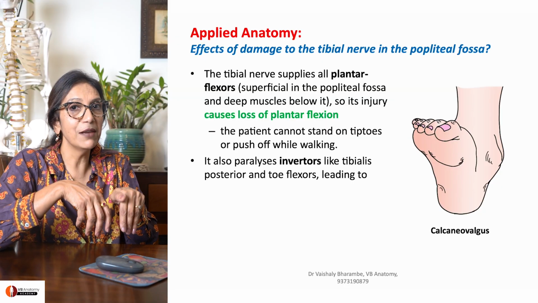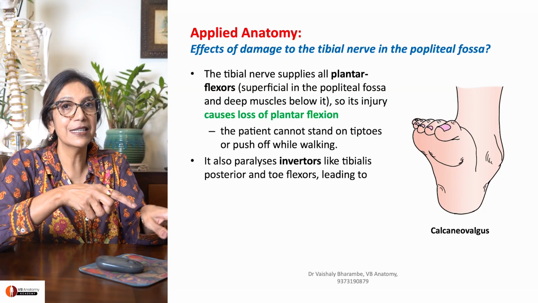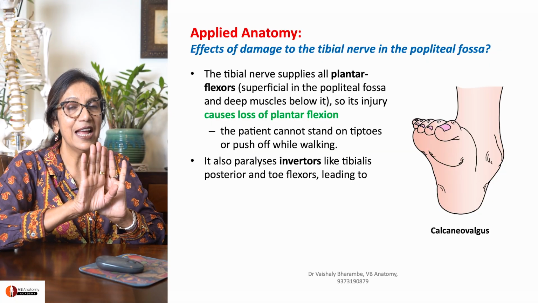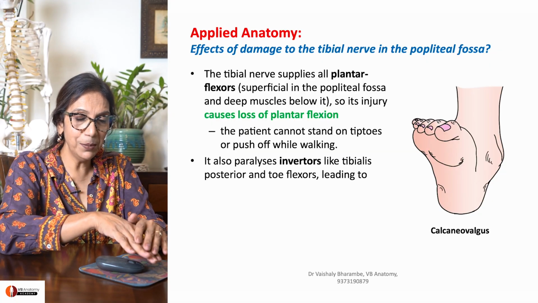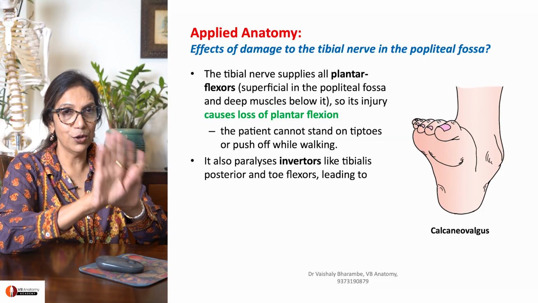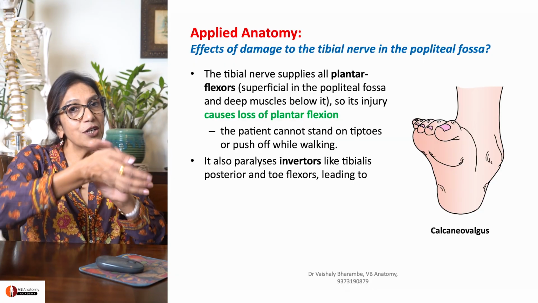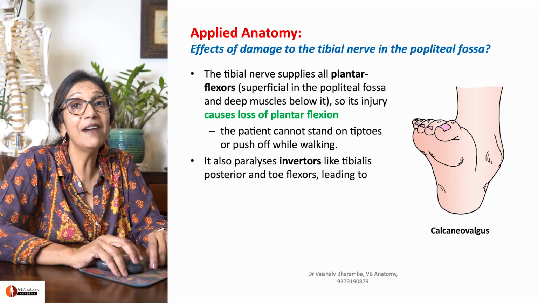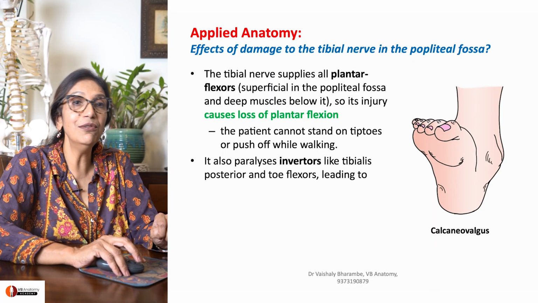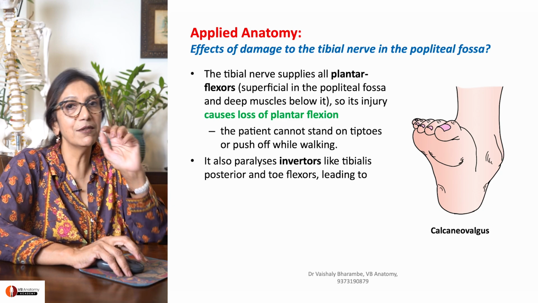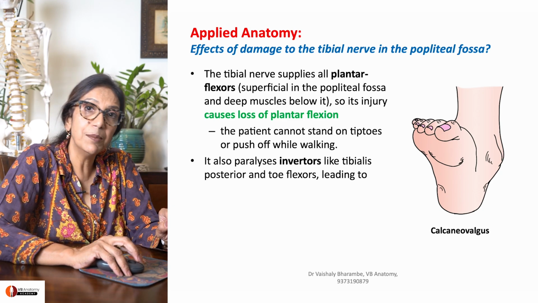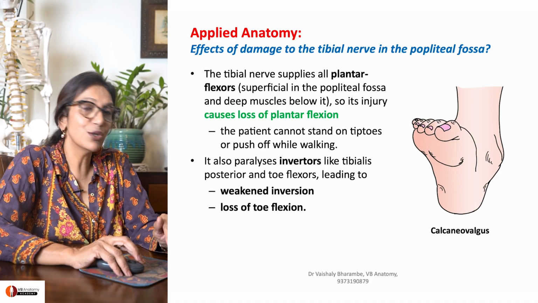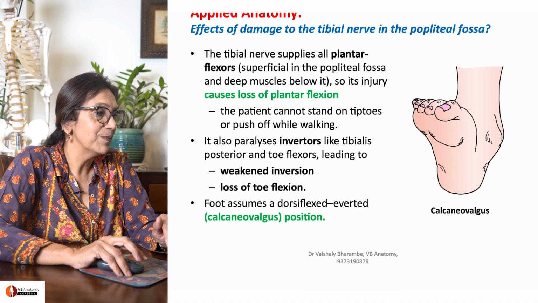Now I can show you my foot, but I expect you to do this on your own right now. Look at your foot, dorsiflex it and evert it. Go back to normal. Look at your foot, dorsiflex it, evert it. Eversion as in the lateral border comes up. Got it? That is called calcaneo valgus, which is a deformity which will happen if the patient has a tibial nerve damage. So weakened inversion, loss of toe flexion also.